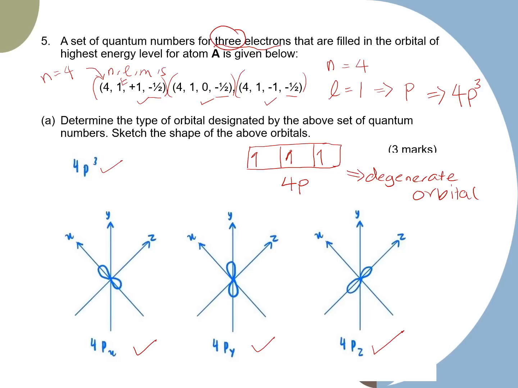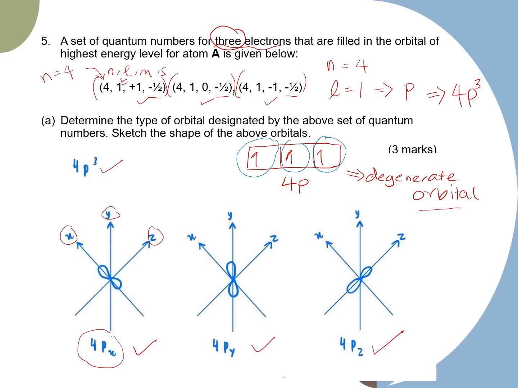And make sure when you draw the shape of orbitals, label the axis, and also label the name of the orbitals. And one more thing, although there is only 1 electron in one box here, this is also 1 electron, 1 electron, it doesn't mean that you have to draw one or half of the shape, because you are not drawing the electron, you are drawing the shape of the orbital.